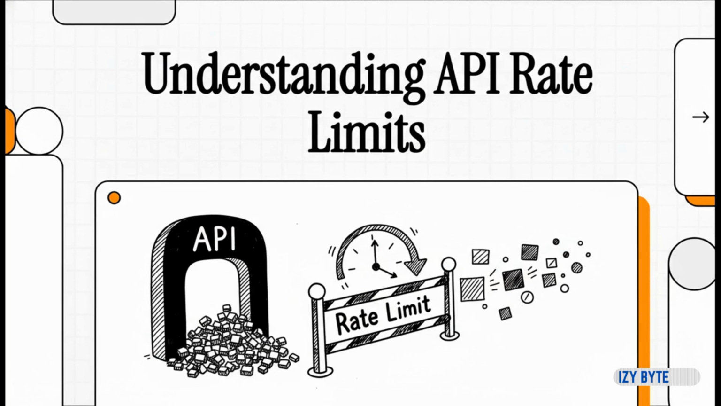Okay, let's pull back the curtain on one of the most important but totally invisible rulebooks of the internet, API rate limits. You can think of them as these digital guardrails that keep all the services we use every single day running smoothly. We're about to see exactly how they do it.